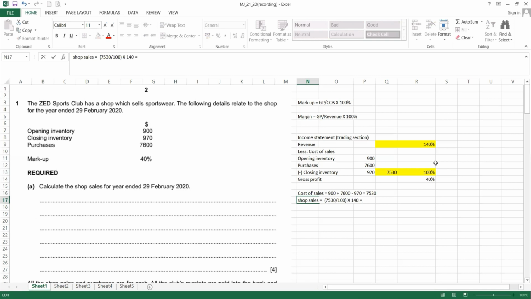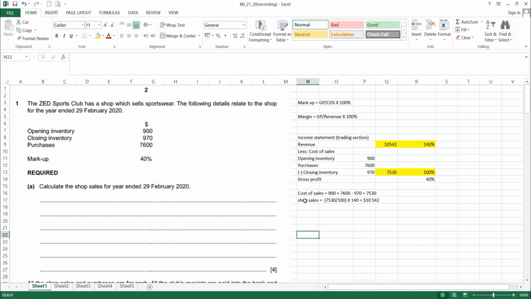Let me calculate. Give me a minute. Take this, divide by this, times 140%. So we get 10,542. This is the shop sales amount.